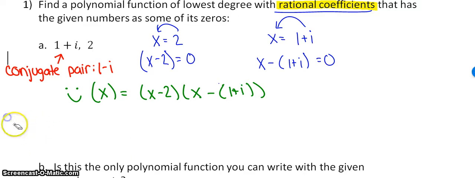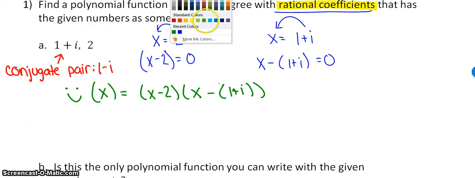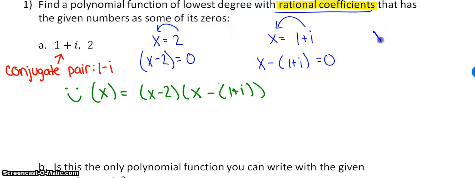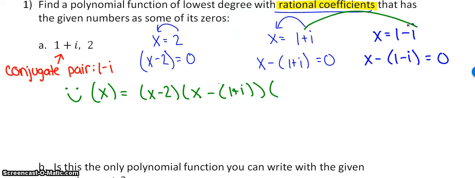So in order to complete this polynomial function, I would have to consider the zero x equals 1 minus i as well. So that would make my factor x minus 1 minus i. Okay, so let's include that in our function, and then we should be able to get rational coefficients. Because remember, if you multiply two complex conjugate pairs, you're going to get all real numbers, because the i's will cancel, and i squared is negative 1. So our other factor is x minus 1 minus i.